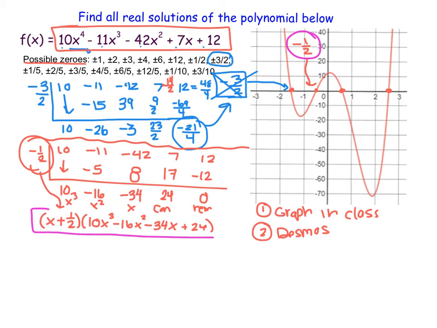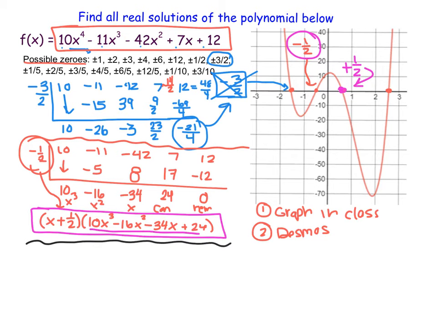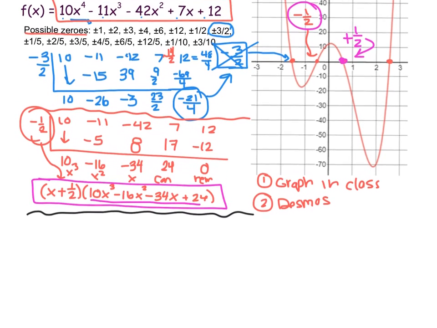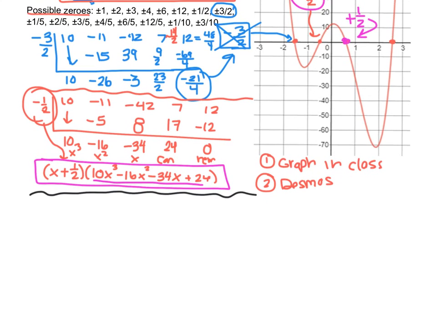I'm going to start from this piece right here and focus on finding another factor of that 10x cubed minus 16x squared minus 34x plus 24. So I'm going to move on to this point right here. And to me, this one looks like it's a positive 1/2. So we're going to test that out and see if that is in fact a 0. So we're going to give ourselves a little space here, and then I'm just going to scroll up just a bit so I have a little bit of writing room. There we go. So I'm going to test out that positive 1/2 using synthetic division.